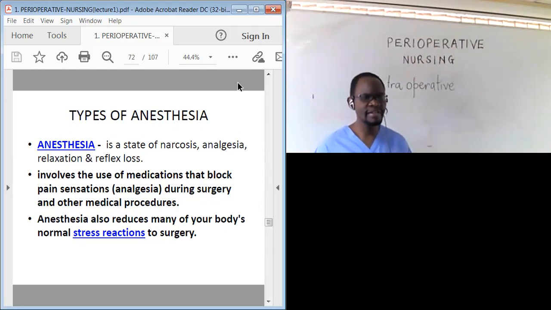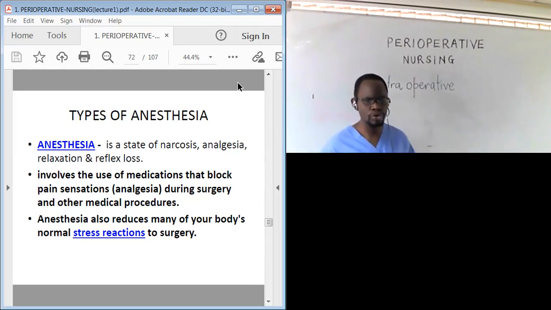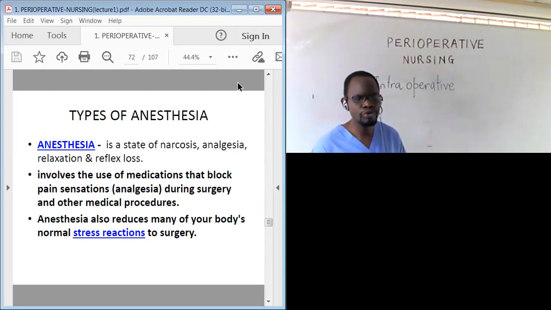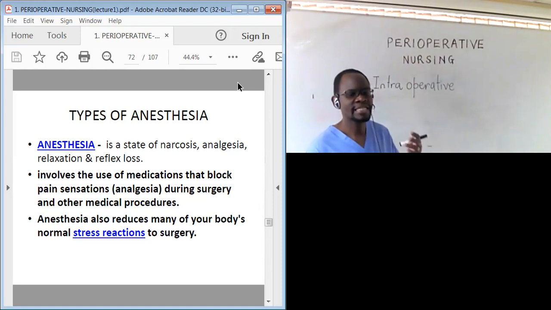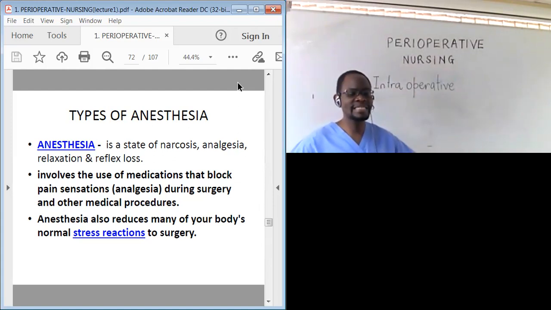First of all, anesthesia is a state of narcosis, analgesia, relaxation, and reflex loss. So a patient has to be anesthetized for them to undergo successful surgery. It involves the use of medications that block pain sensations during surgery and other medical procedures. Anesthesia also reduces many of the body's normal functions and stress reactions to surgery, and so the reflexes are actually lost, especially if it is general anesthesia.